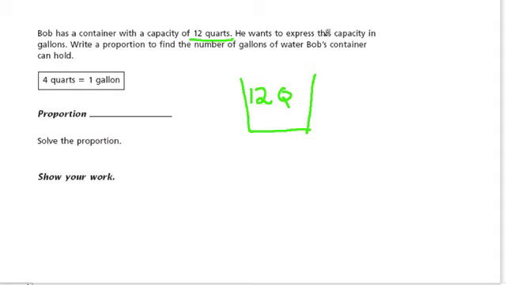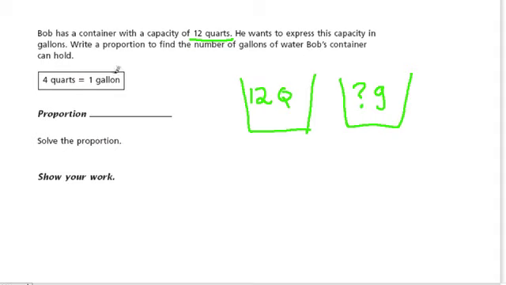He wants to express this capacity in gallons. So he wants to know, okay, what is that same bucket in gallons? How many gallons is that? Write a proportion to find the number of gallons of water Bob's container can hold.